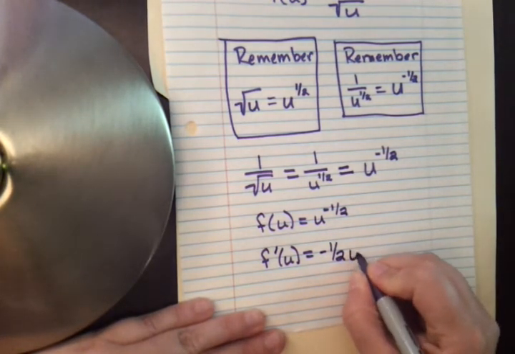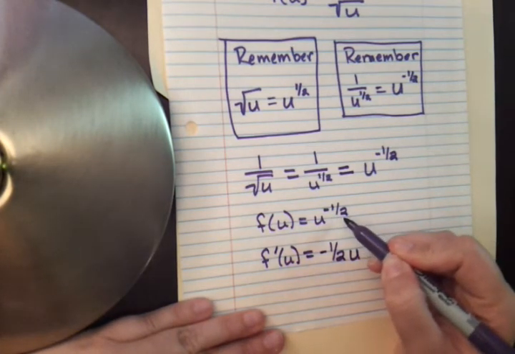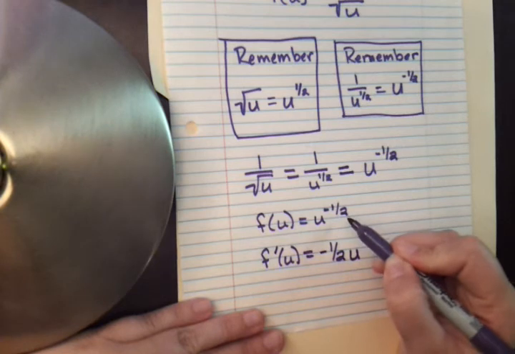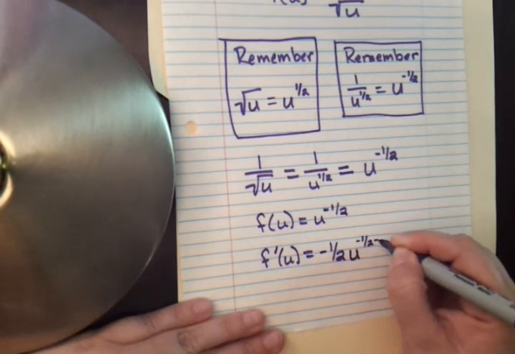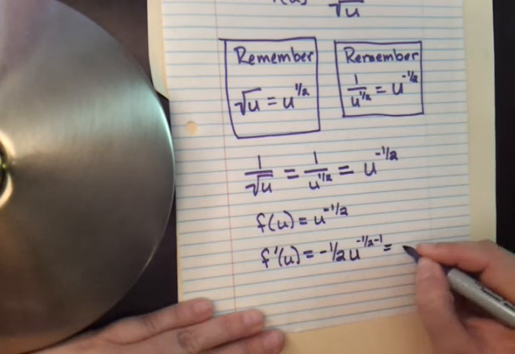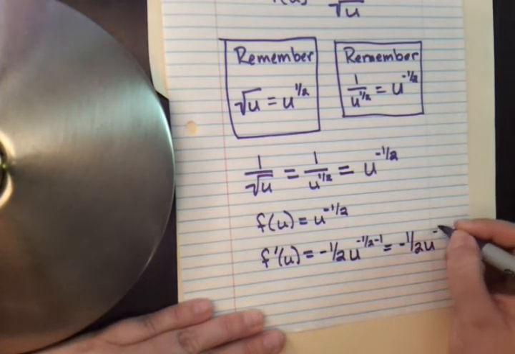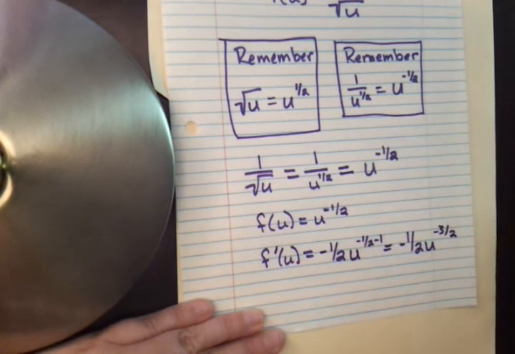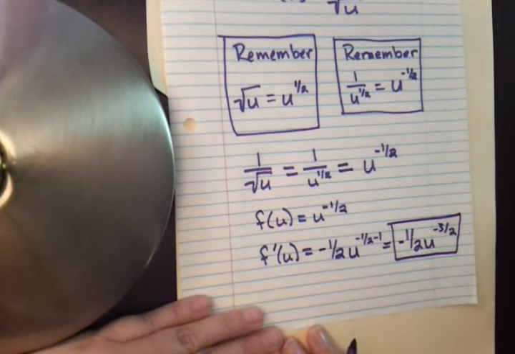And now we put our u here, and the same thing we do if it's a whole number, we're going to subtract 1. Well, -1/2 minus 1, we'll actually write that out there so that you can see, minus 1, that's going to be the same as -1/2 u to the -3/2. And that is the answer to question number 3.